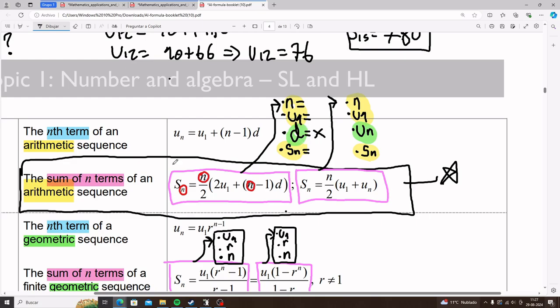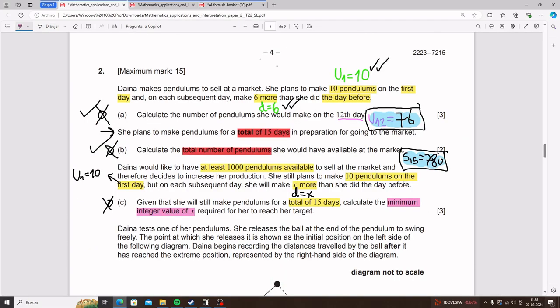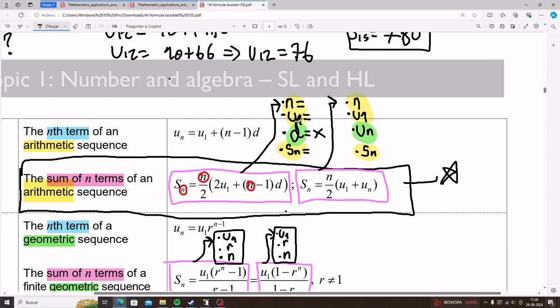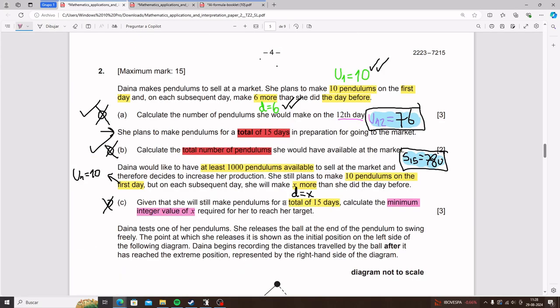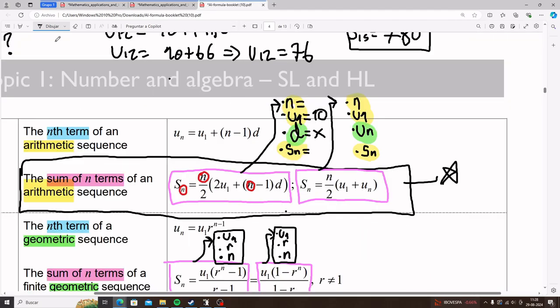Identify you're going to use one of these formulas, write out the variables you need, and write out the variables you have. So D equals X, you're trying to find X. Do you have, for example, U1, right? Well, they still tell you that you make 10 pendulums on the first day, so U1 is still going to be 10. On the other hand, we're still talking about a total of 15 days, so N is also going to be 15.